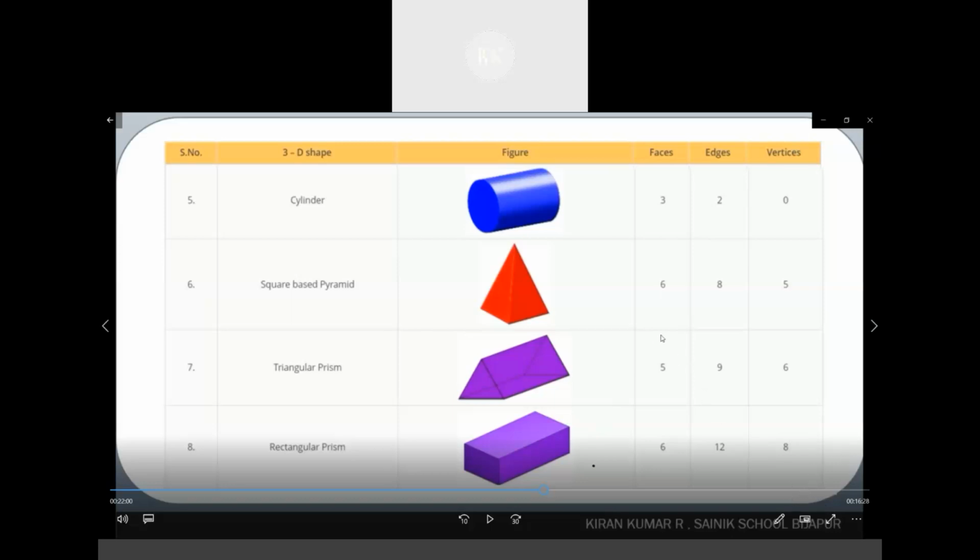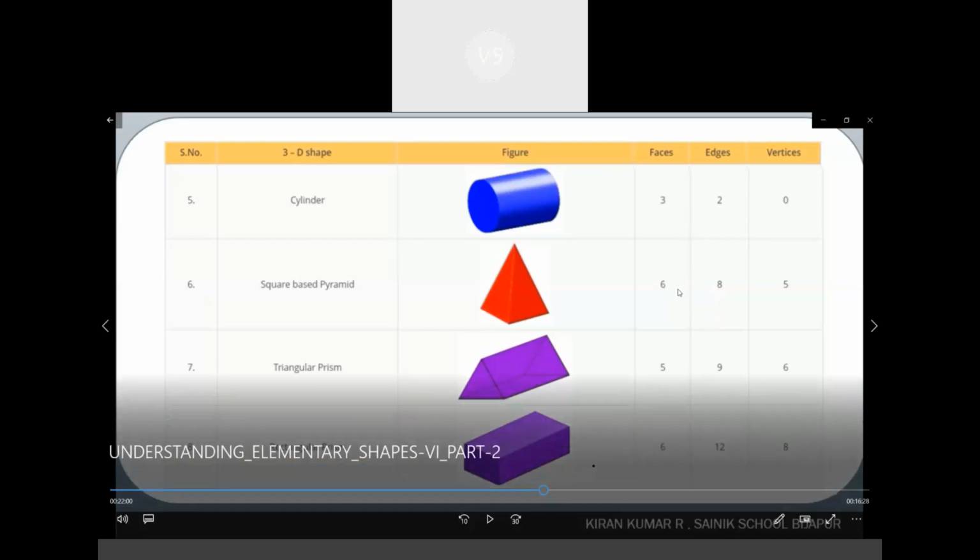Sir, square-based pyramid has 9 edges, sir. Varun, there are 8 edges in a square-based pyramid. 8 edges. But it does not come out equal. 6 plus 5 is equal to 11. 8 plus 2 is equal to 10. If you count, you will get the edges.